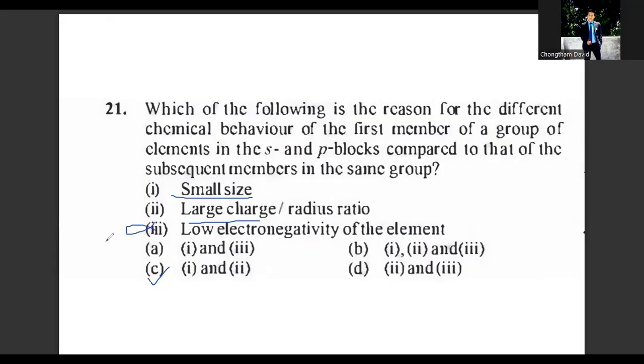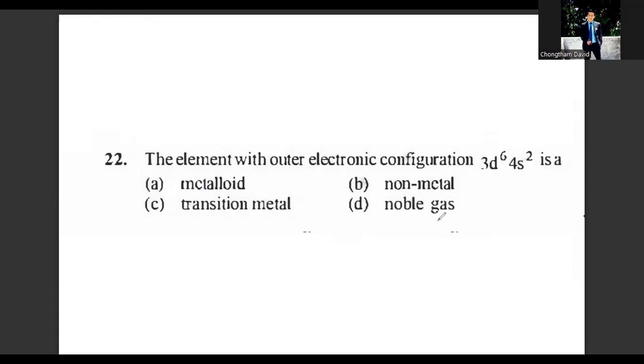Moving on to question number 22. The element with outer electronic configuration 3d6 4s2 is? What is this element? In this configuration, the differentiating electron enters the d subshell and hence it represents a transition metal. So the configuration 3d6 4s2 means it is atomic number 26. Your element is iron, right? So the answer for 22 would be a transition metal. Good. Let's move on to the next question, number 23.